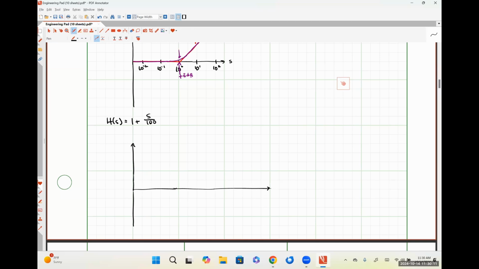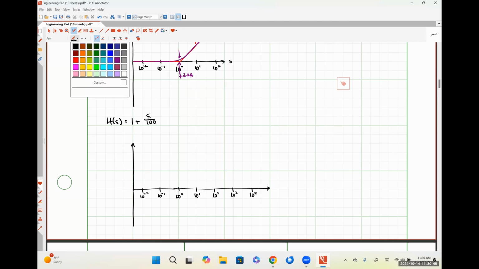So if we had, let me write this out and then we'll talk about that. So put 10 to the 0 here, 10 to the minus 1, 10 to the minus 2, 10 to the positive 1, 10 to the positive 2, 10 to the positive 3, 10 to the positive 4.